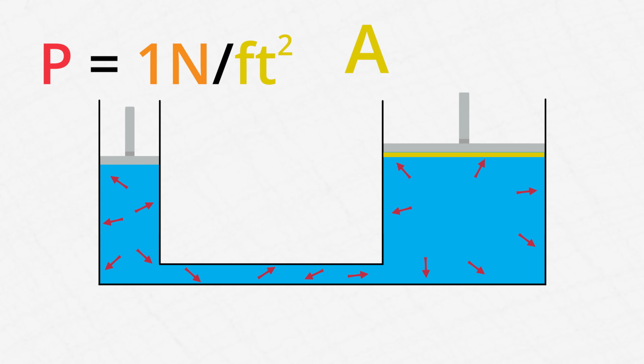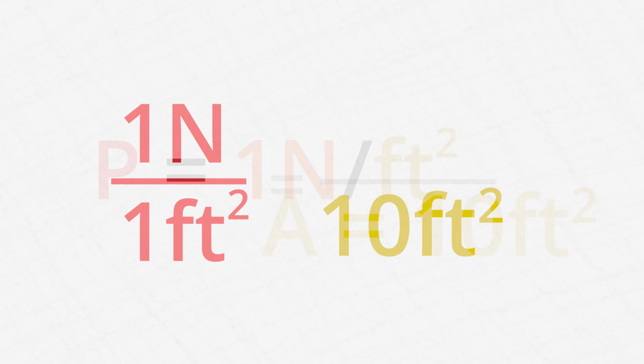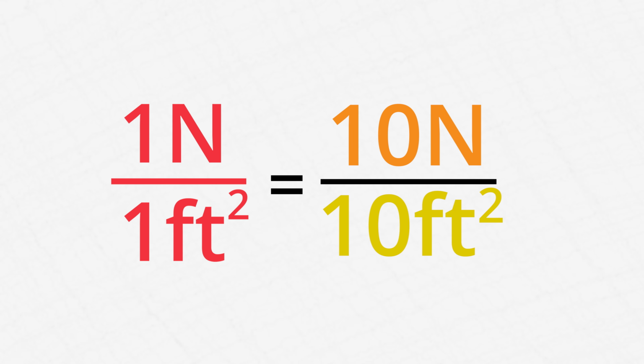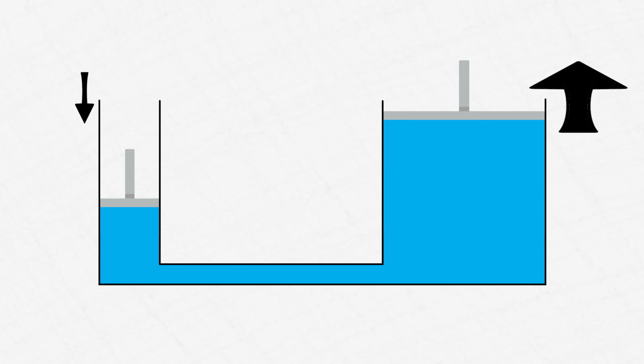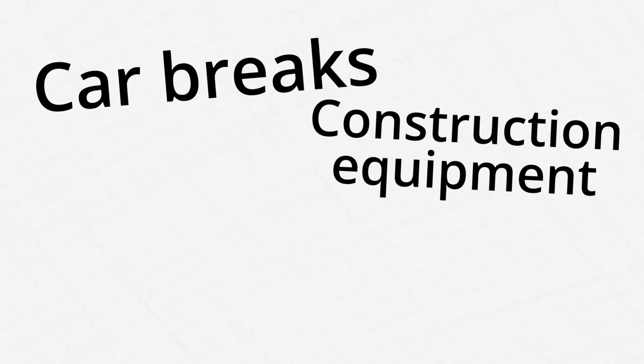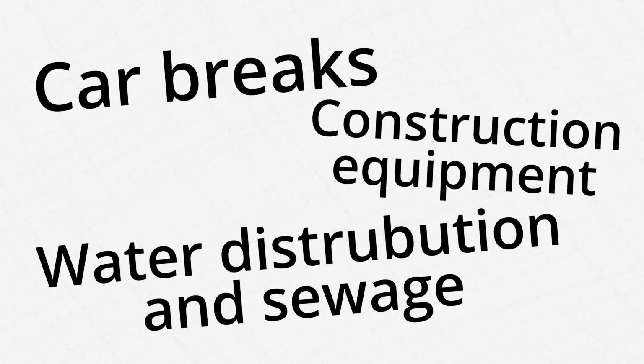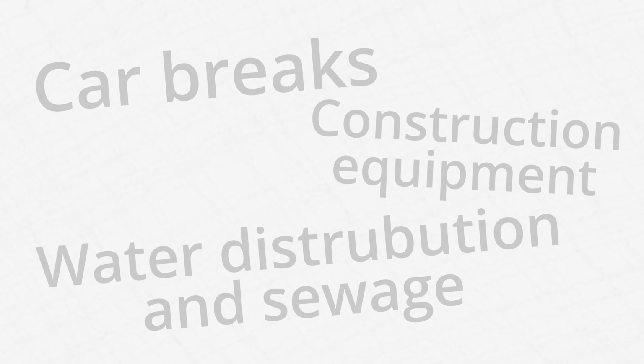Since the area of the cross-section of the big container is 10 square feet, the force must be 10 Newtons in order to keep the pressures equal. Thus, our smaller push on the smaller side created a much stronger push on the big side. This concept is used in hydraulic systems, like car brakes, construction equipment, and even water distribution and sewage networks.